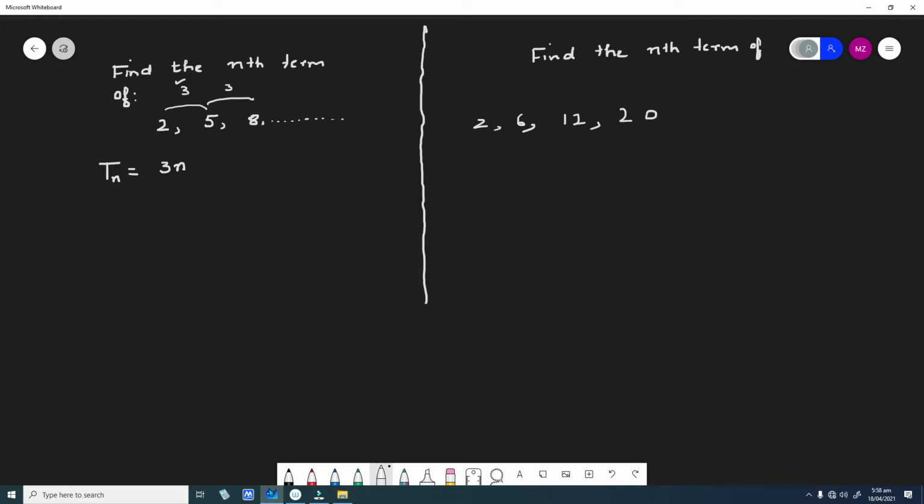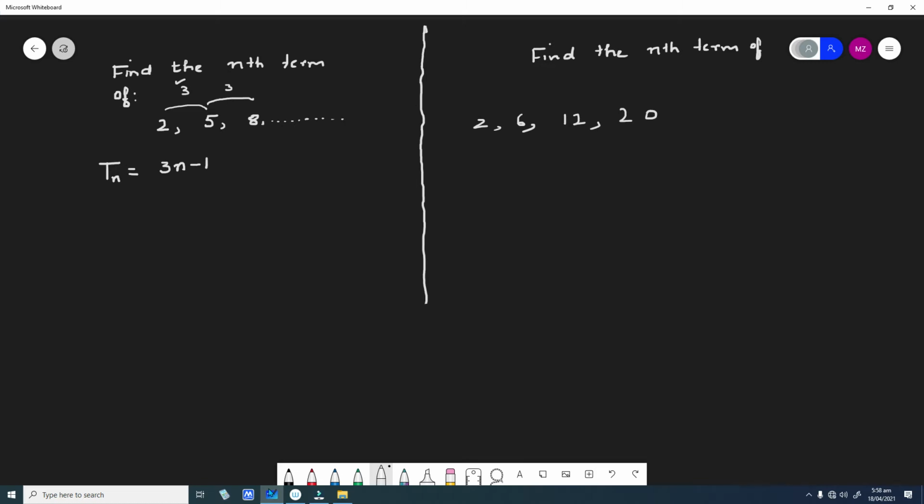Or you can at least first check it for the first term. So in order to get 2, you may put n is equal to 1. Certainly you will be putting n is equal to 1. And if you put n is equal to 1, you will get 3 into 1, that will be 3. So in order to get the first term 2, you need to subtract 1. So this will be our nth term: Tn = 3n - 1.